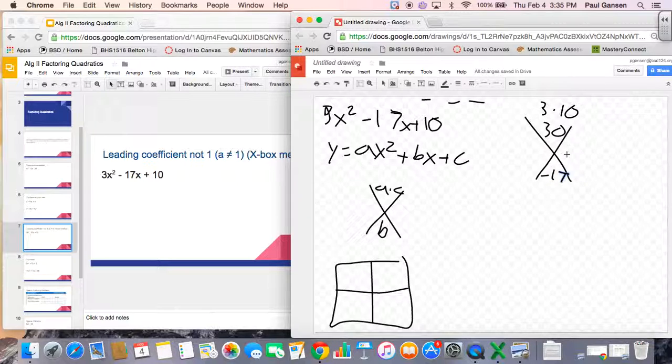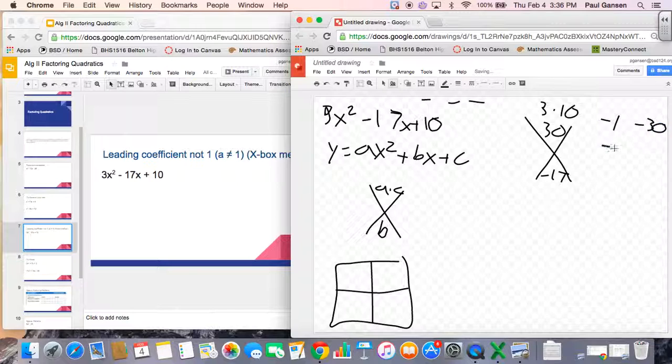So kind of like we did before, what we're looking for now are factors of 30, things that multiply to give us 30, that are going to combine to give us negative 17. Now I'm going to tell you right now, because they're added together and give us negative 17, and because this is a positive 30, both have to be negative: a negative times a negative gives us positive 30. So our options for this are negative 1 and negative 30.